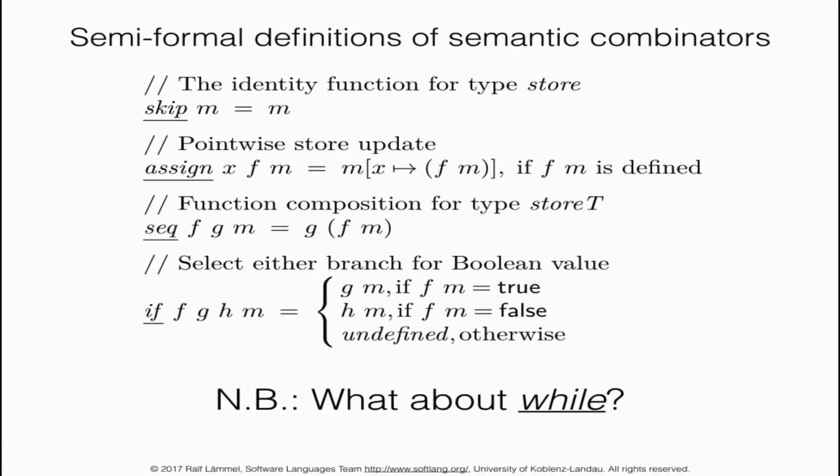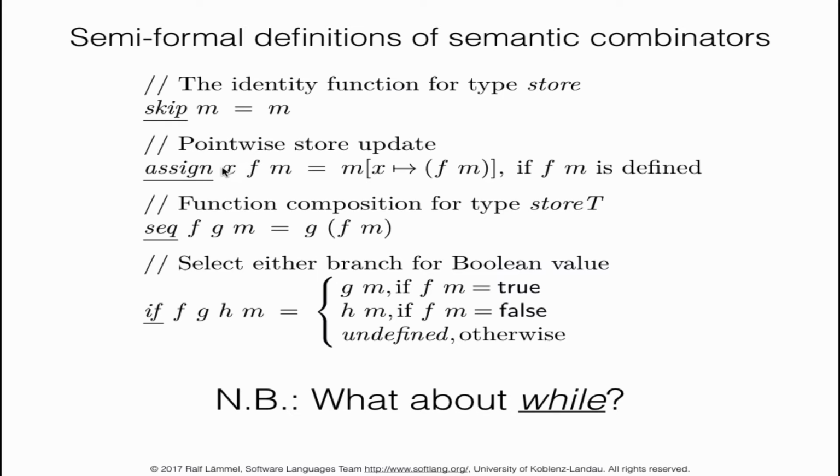For now we just use a semi-formal style of definition, but it should be pretty clear what we mean here. For example, the skip combinator, which assigns a meaning to the empty statement. An empty statement obviously doesn't change the variable assignment. Sequential composition takes two meanings, f and g, and a store, and it applies the first meaning, corresponding to the first statement in the sequential composition, to the incoming store, thereby computing another store, which is then passed to the second meaning g, corresponding to the second statement in the sequential composition.